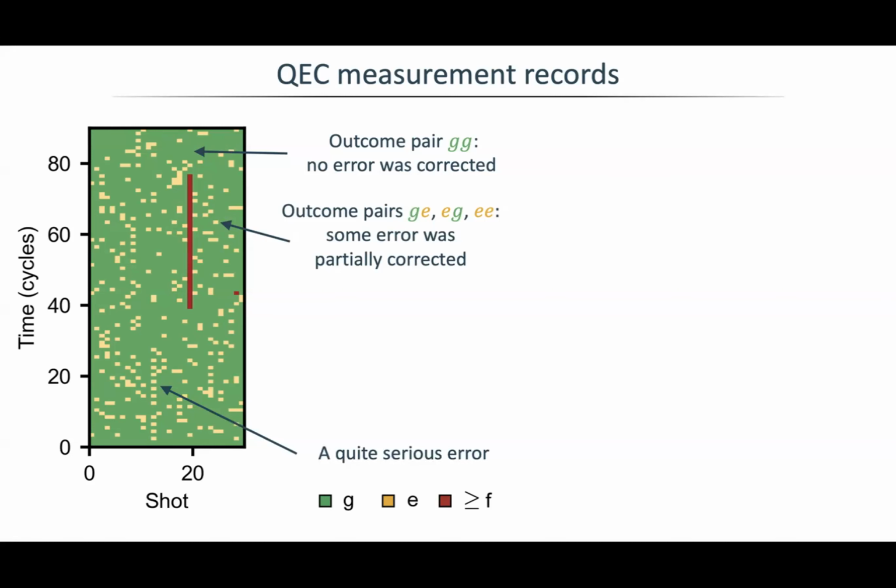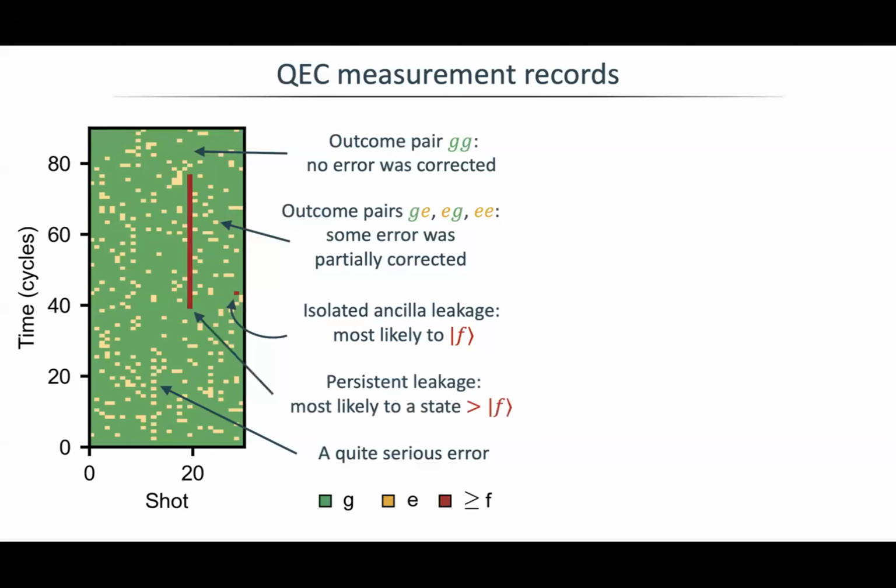This interesting pattern here means that there was a big error here that took many cycles to correct. Then there are these isolated red dots, which is leakage to the F state of the transmon. So our circuit actually can reset this F state back to the ground state using feedback. But if this leakage happens to a state higher than F, then we don't address that. And then the transmon will be stuck in that state for a while until it just randomly decides to fall back to a computation manifold.